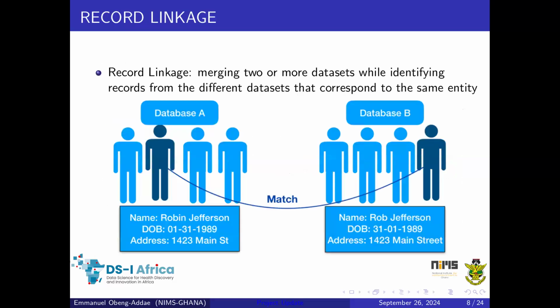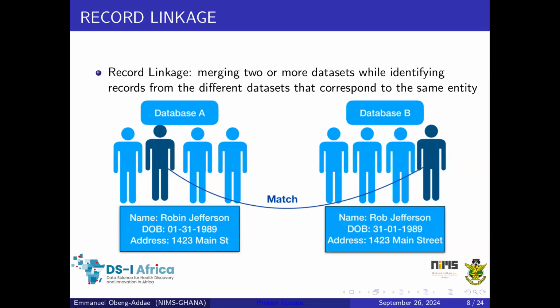Now when we talk about record linkage, we are looking at merging two or more data sets while identifying records from the different data sets that correspond to the same entity. So for instance, in this image, you can see that we are merging data sets from database A and database B. And now we want to identify the records that are referring to the same individual, in this case, Robin Jefferson. And sometimes the format in which the data is stored can be different.